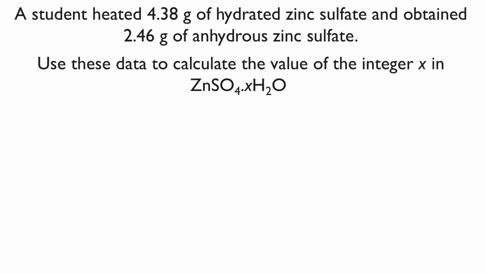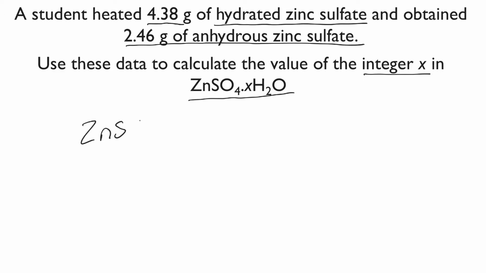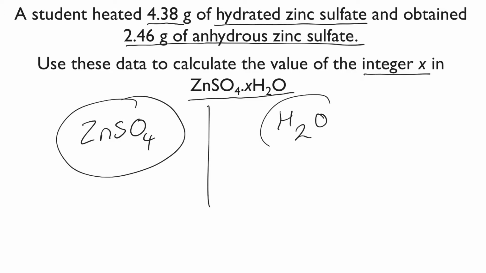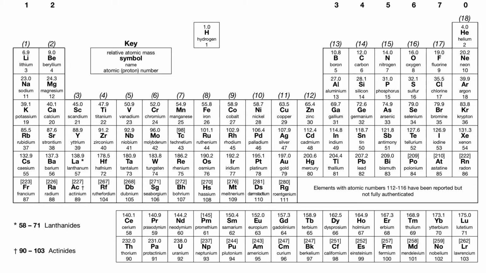A student heated 4.38 grams of hydrated zinc sulfate and obtained 2.46 grams of anhydrous zinc sulfate. Use these data to calculate the value of the integer x in ZnSO4.XH2O. So it's ZnSO4, that is the anhydrous salt, and water, that is obviously water. So it's the MR of this that we need to find out, and the MR of water. So we need to use our periodic table, find zinc, sulfur. So we need to calculate the relative formula mass of zinc sulfate, which is ZnSO4.